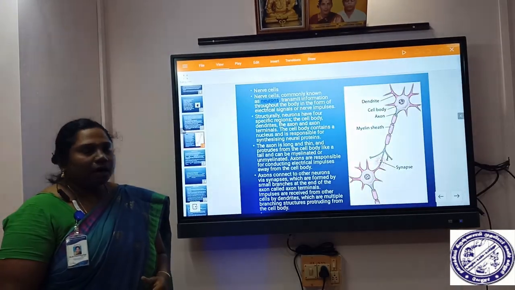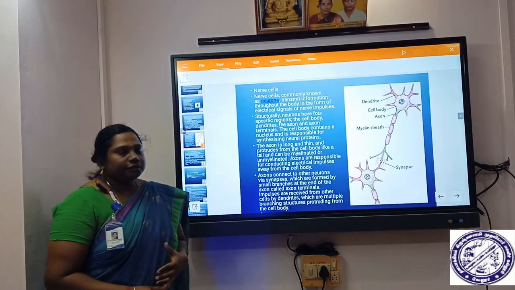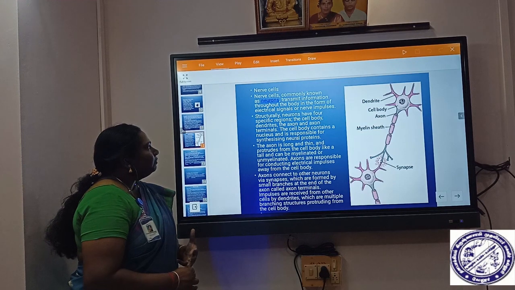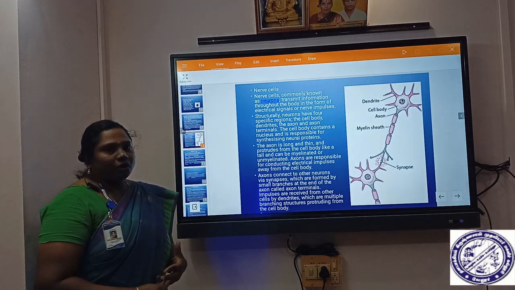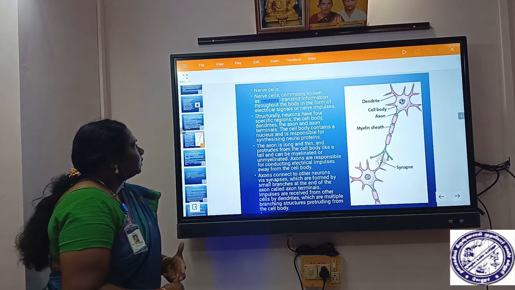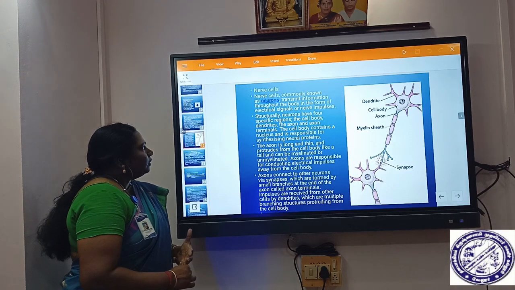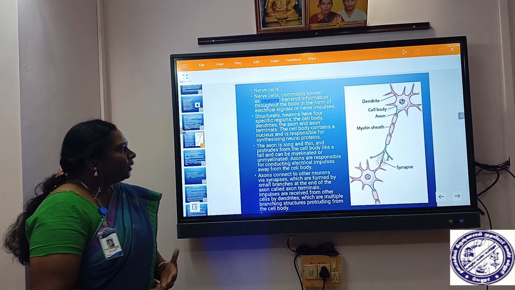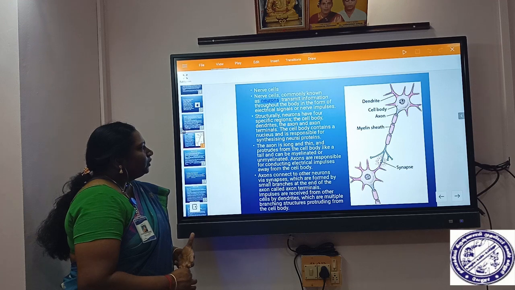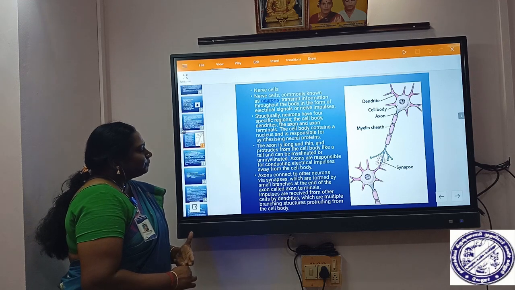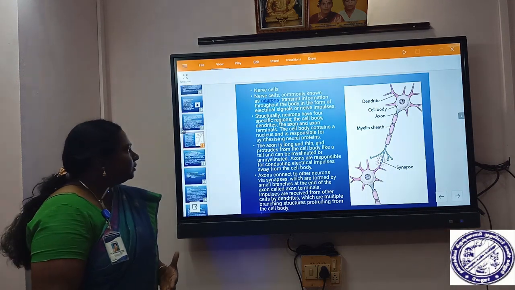Next type of cells are nerve cells. They are otherwise called neurons. They transmit the information throughout the body in the form of electrical impulses. The neurons have four parts. They are cell body, axon, dendrites and axon terminal.